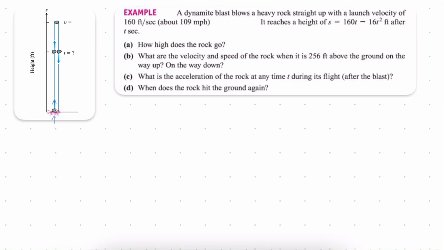straight up, going upwards, with the speed, that is the initial speed right here, 160 feet per second. So this initial velocity going upwards for this rock is 160 feet per second. Then it says it reaches a height of s equals 160t minus 16t squared feet.